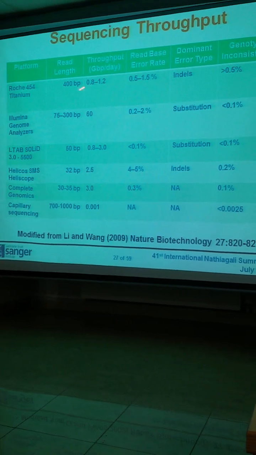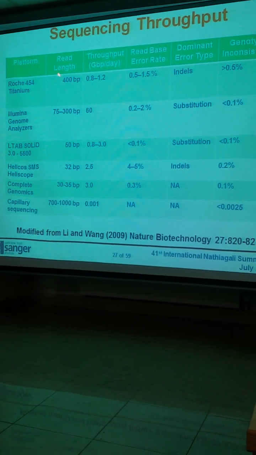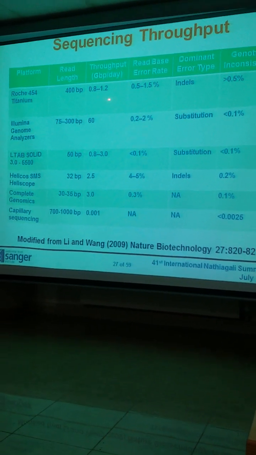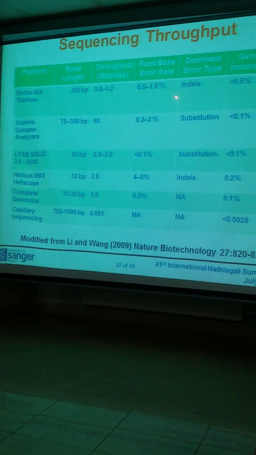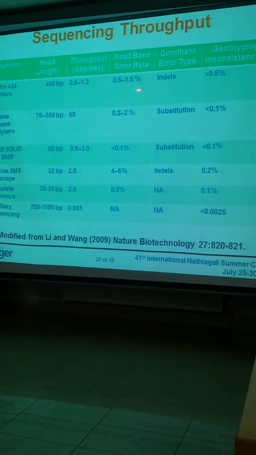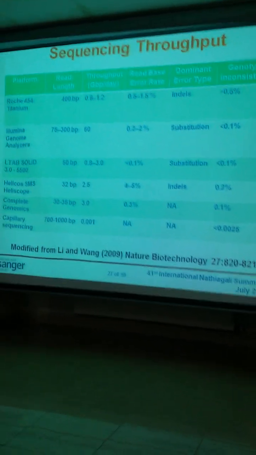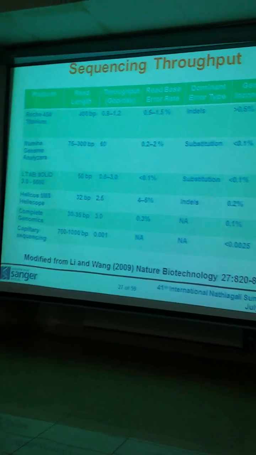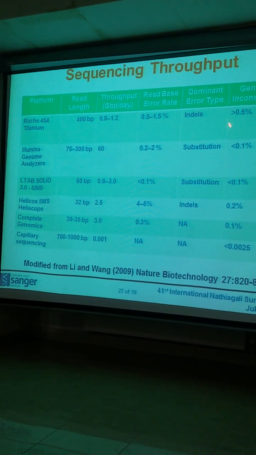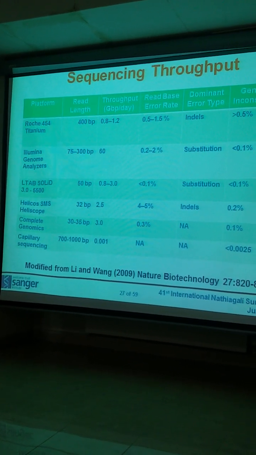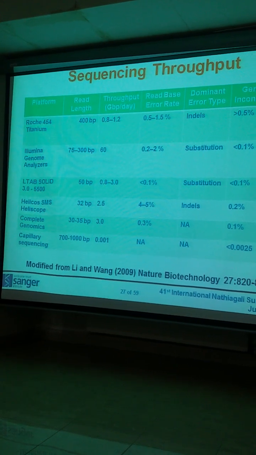So the Roche actually was a pretty good instrument because it had long base pair reads, and throughput was pretty low. The error rate was also very low, which is really good. The dominant errors that you saw were basically indels, which are single nucleotide deletions in the cells, which would really throw the instrument off. And there was very low discordance between the genotypes.